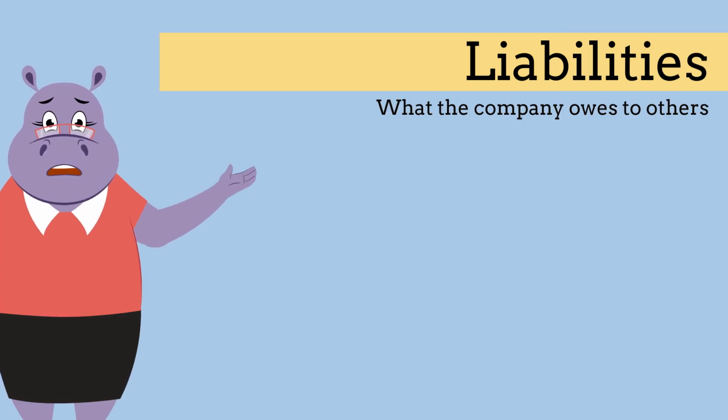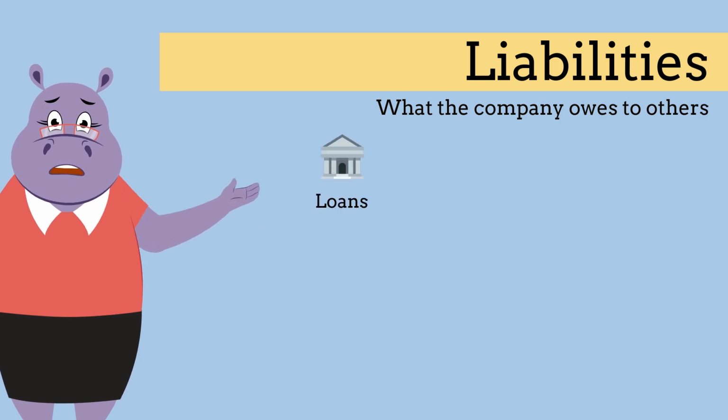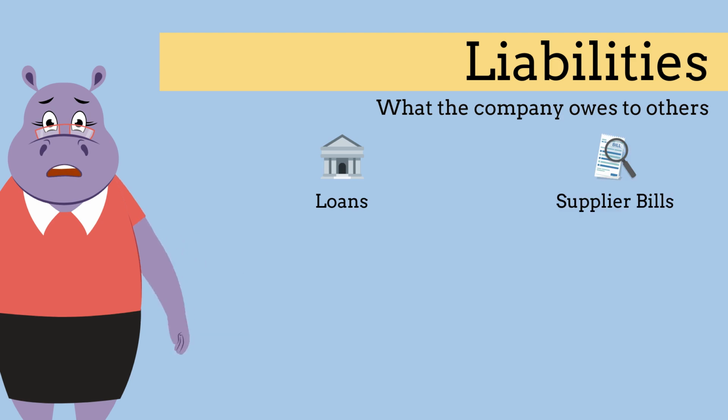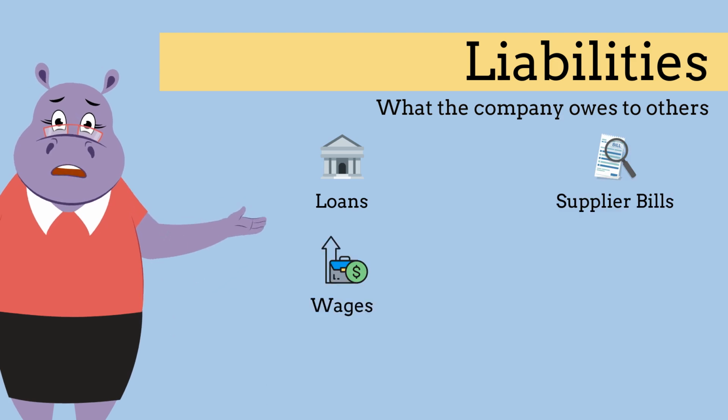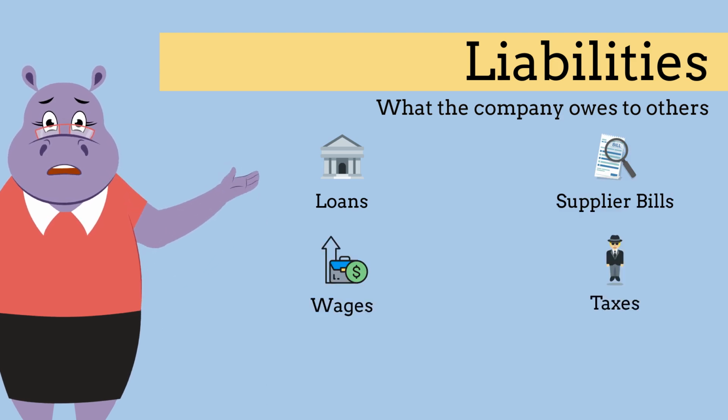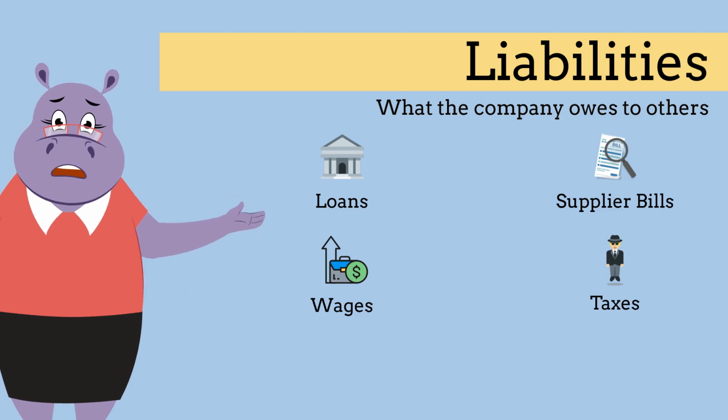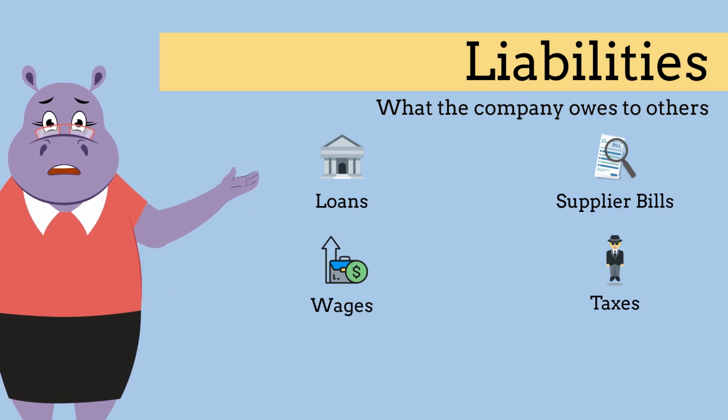Liabilities, on the other hand, are what the company owes to others. This includes money borrowed from banks, bills that need to be paid, wages owed to employees, and taxes due to the government. You can think of liabilities as the company's financial obligations or debts.